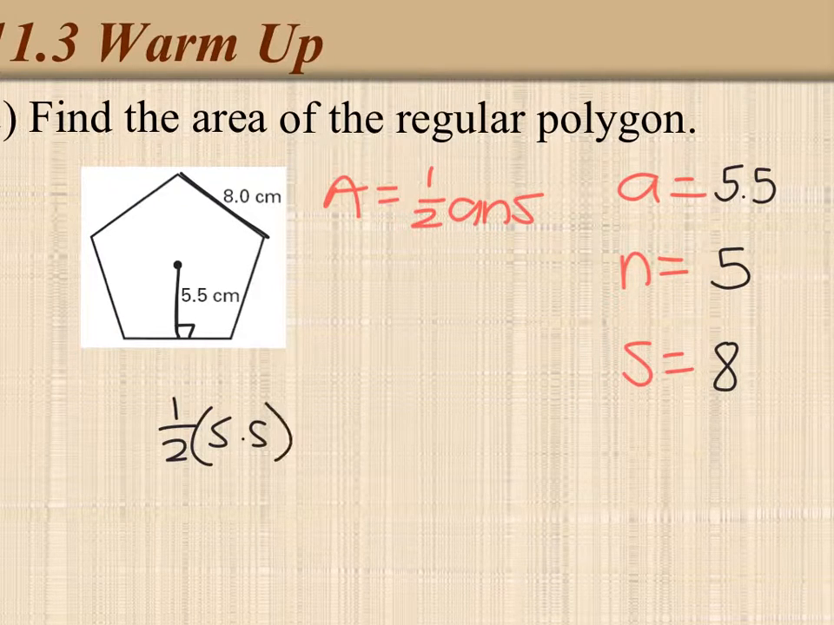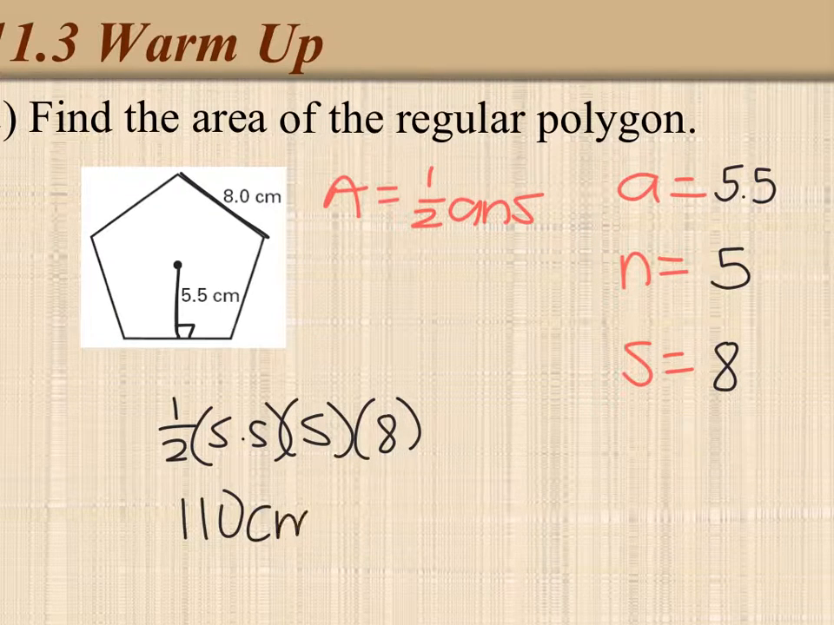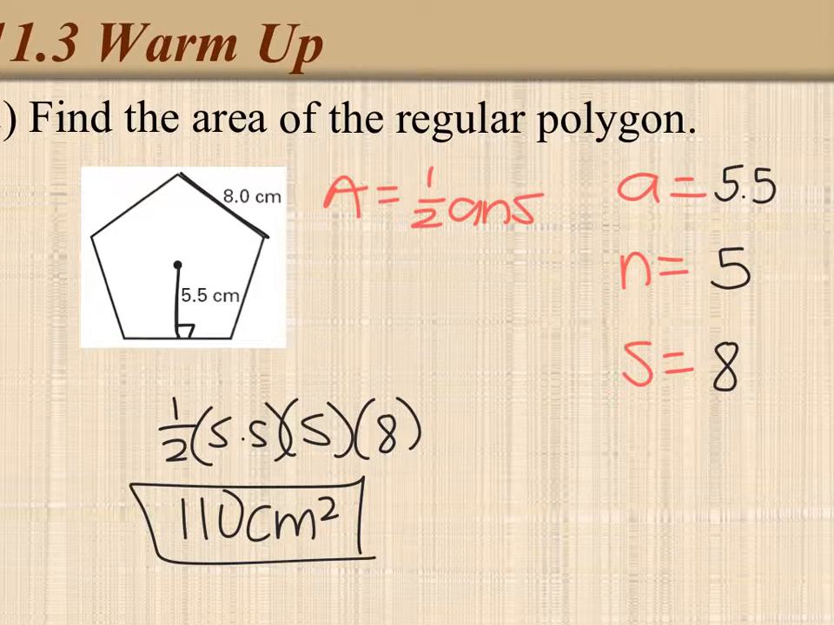1/2, 5.5 times the number of sides times the length of each side. So 0.5 times 5.5 times 5 times 8. And I got 110. This time it gave me a unit. This would be centimeters squared because it's area. Questions on that one?